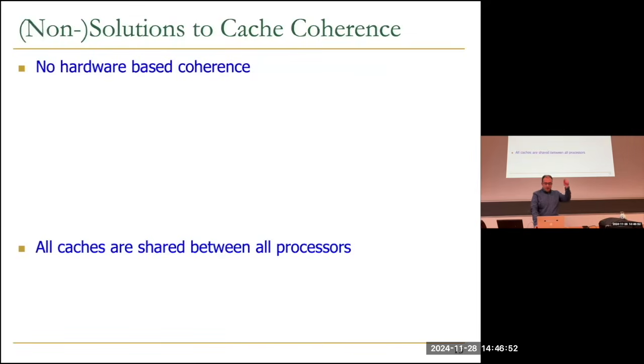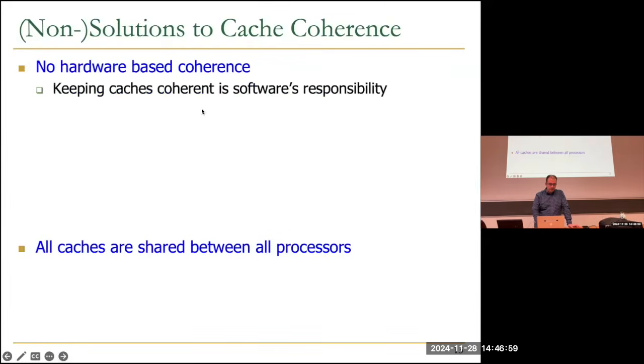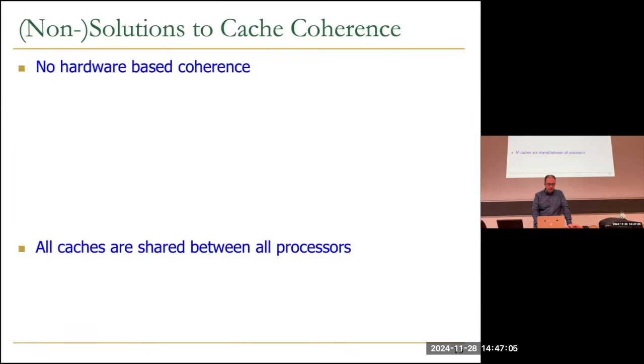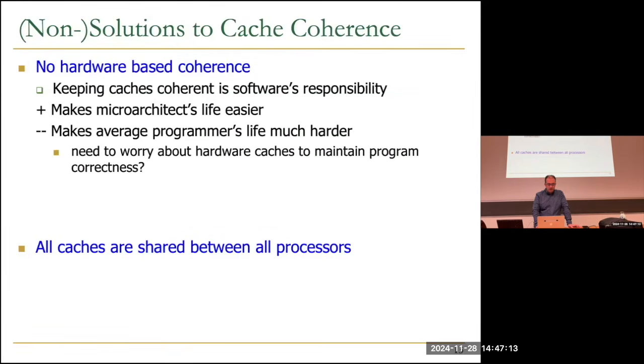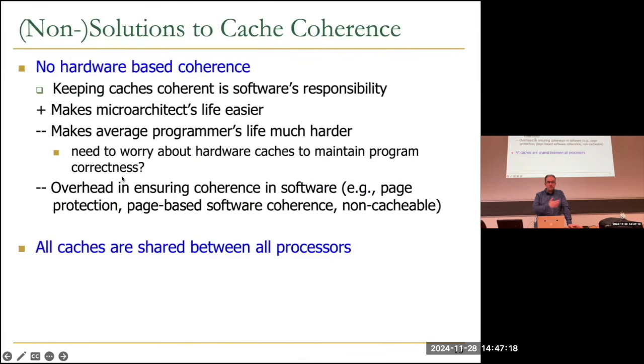Good. Okay, so I'd like to review very quickly some non-solutions to cache coherence. No hardware-based coherence. That means keeping caches coherent is software's responsibility. This makes the microarchitect's life easier, but makes the average programmer's life much harder. And then we need to worry about hardware caches to maintain program correctness, which usually as a programmer, you don't really care about. You need to care about consistency, but you don't really care about coherence when you work, for example, with multi-programming, multi-threading.